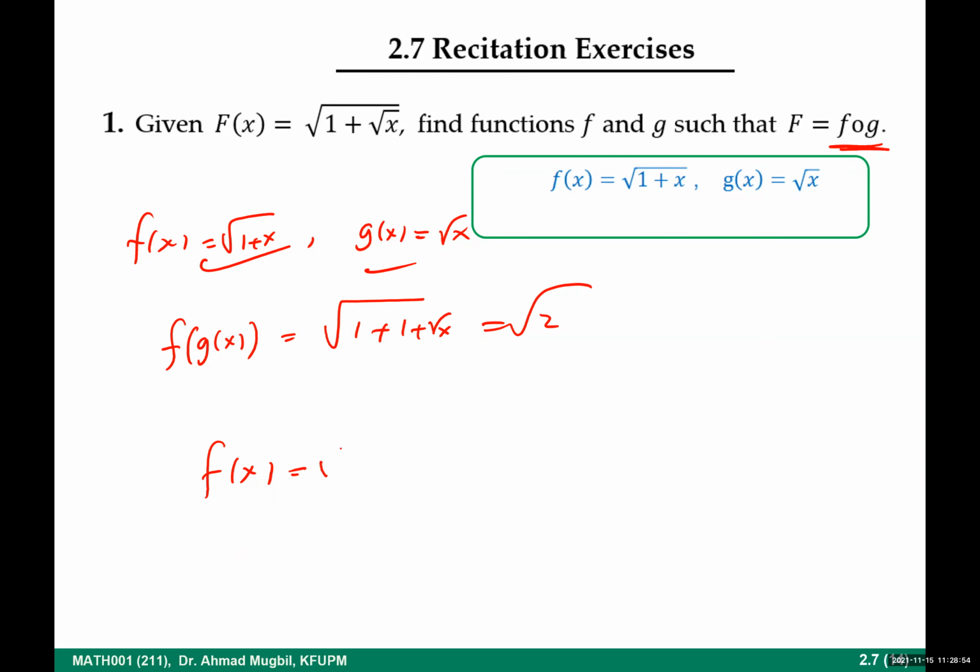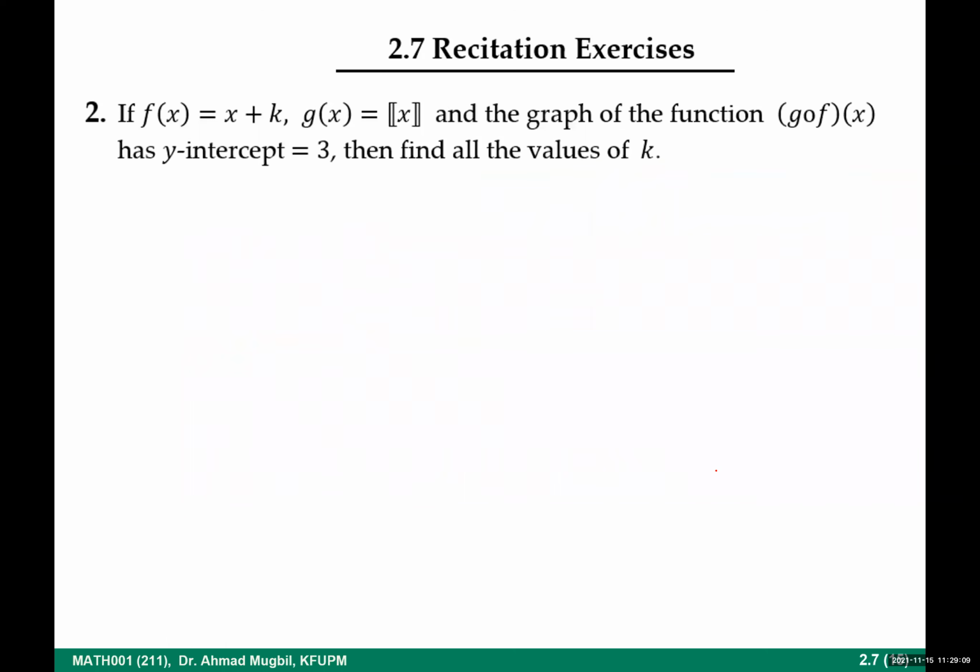f of x would be square root of x, and g of x would be 1 plus square root of x. You're right, I think this is the same that I thought about also. So these are, I think, the two practical options. Of course, when one of them is the identity, g of x equals x or f of x equals x, this will be trivial.